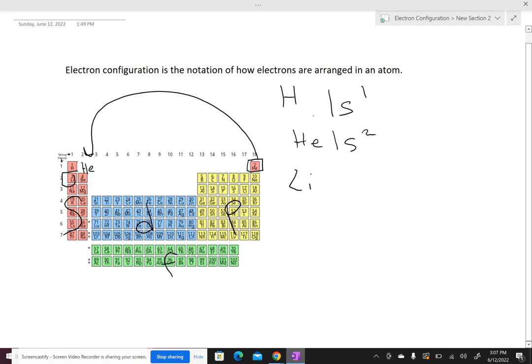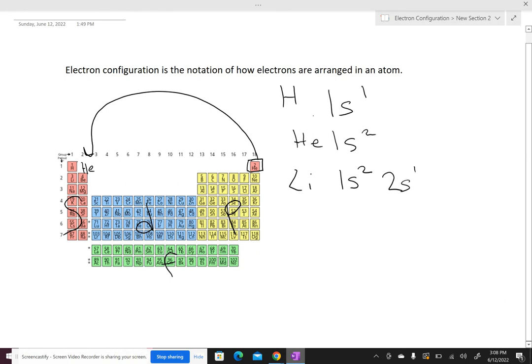Now we can't just start with the second energy level. We have to include all of the previous energy levels and subshells that we've written, as long as they're completed. So we have to include this 1s2 because that is the completed orbital on the inside of this atom. So for lithium, it is in the second energy level. It is still in the S block, and it is the first square. So that is the completed electron configuration for lithium: 1s2, 2s1.